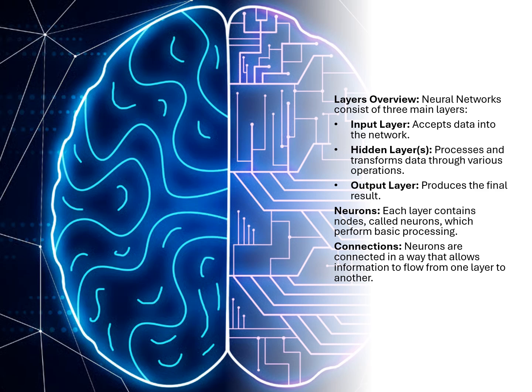Finally, we have the output layer, which produces the final result of the network's computations. If we go back to our image recognition example, this output layer could represent a set of probabilities, indicating the likelihood that the image belongs to one category or another, like a dog versus a cat.